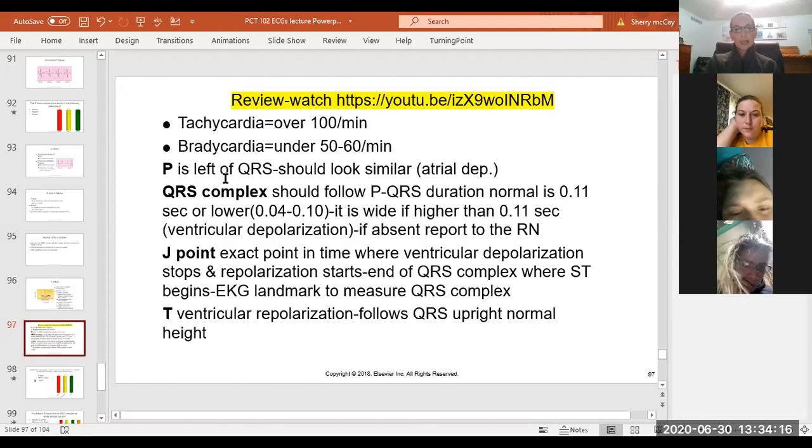P is left of the QRS, remember that, okay? They should look similar, and there's that atrial depolarization. The QRS should follow the P. If it does not, this is where you're going to report that to the RN immediately. So if you've got Ps all over the place and you don't see any QRSs, you need to let the nurse know. J point is the exact point in time where ventricular depolarization stops and repolarization starts, okay? And the T is ventricular repolarization. T follows the QRS, upright, normal height, okay?